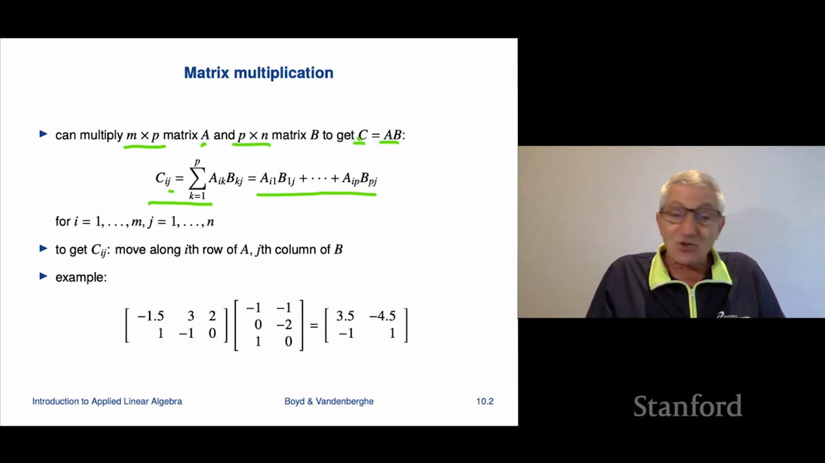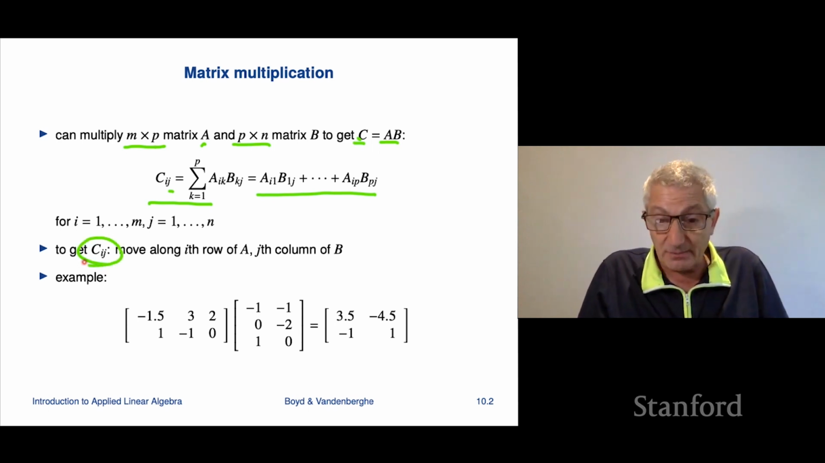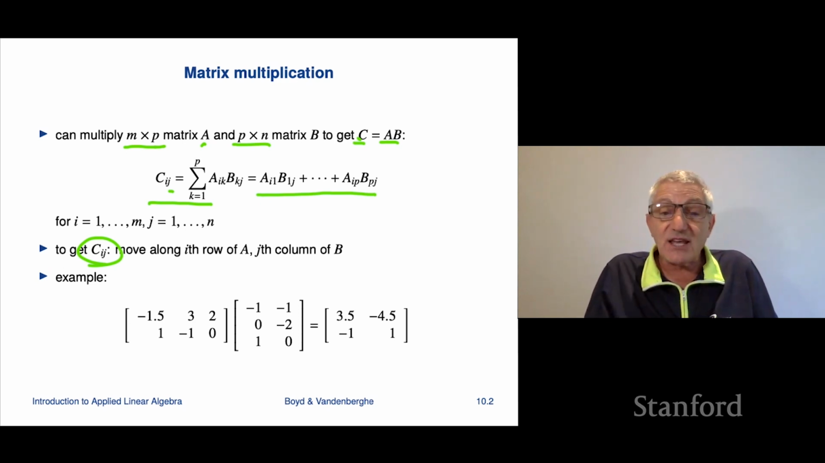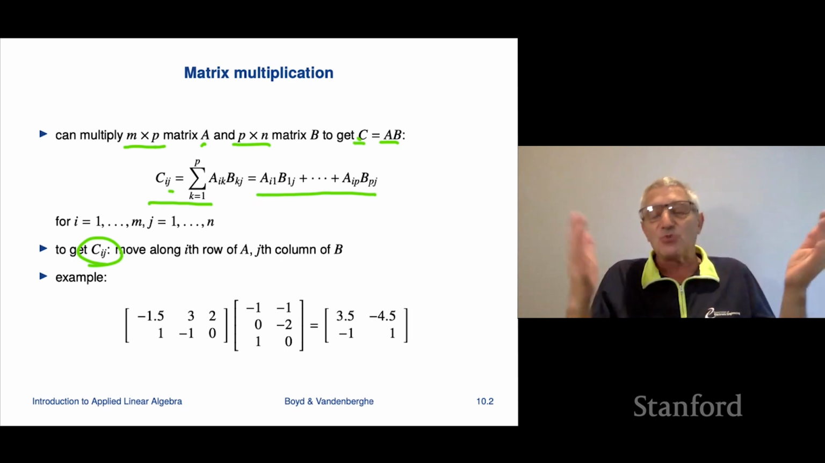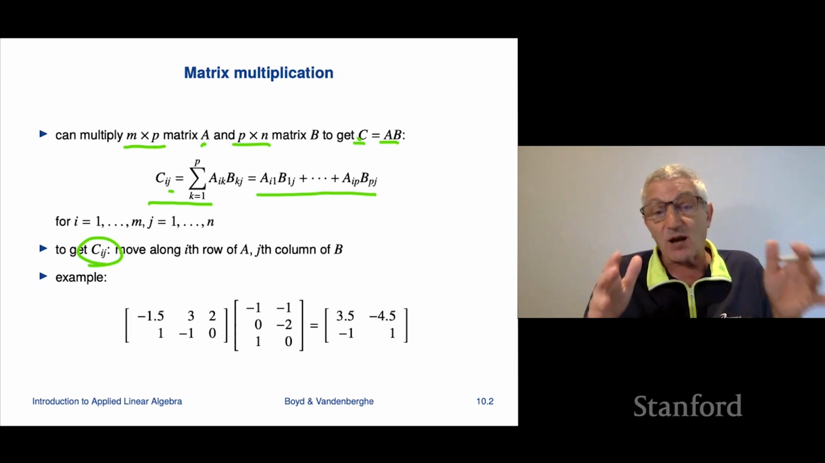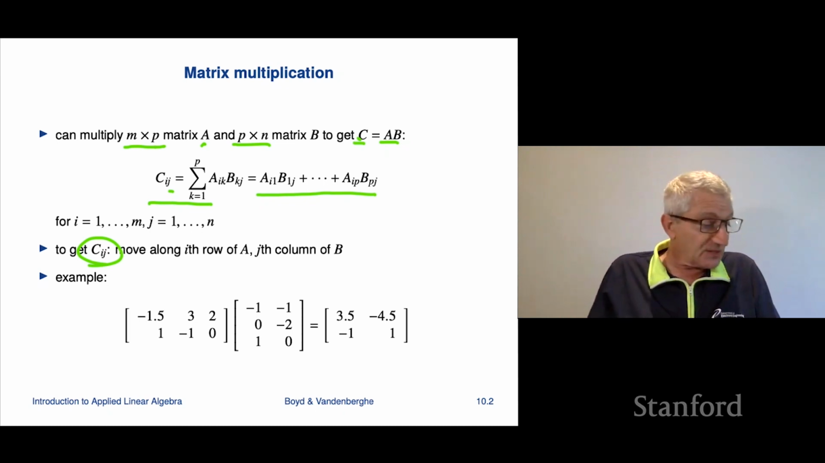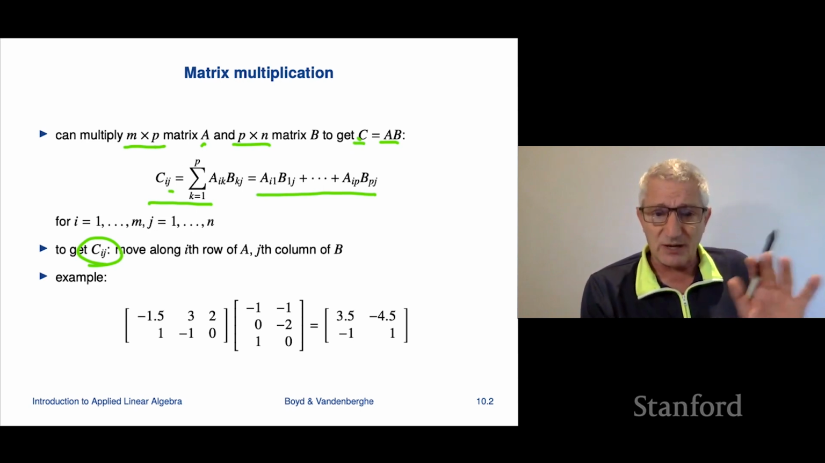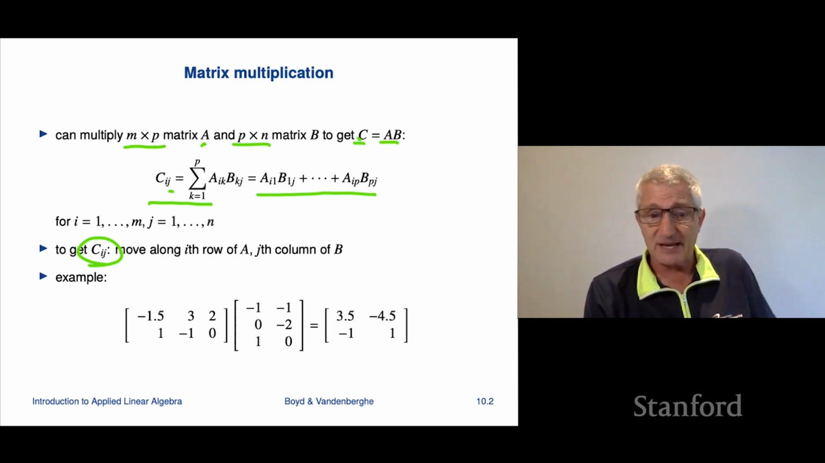Very roughly speaking, here's how you get the ij entry of the product matrix. You move along the ith row of A, and you move down the jth column of B. And you, roughly speaking, take the inner product, or basically you take the sum of the products of the corresponding numbers. So let's do an example. And by the way, you may have seen this in a previous course as well. I just want to make sure everyone's on the same page.